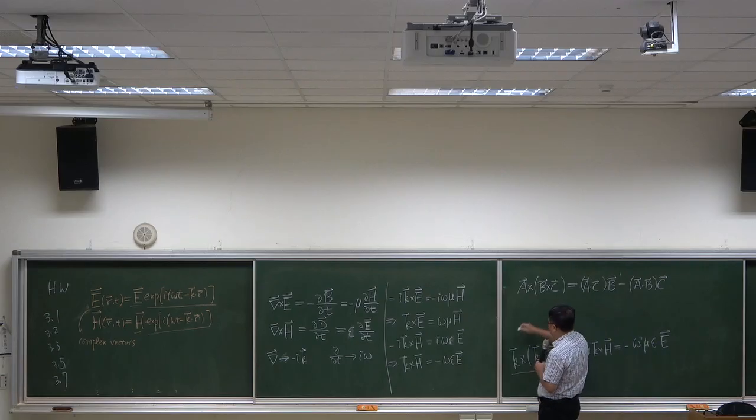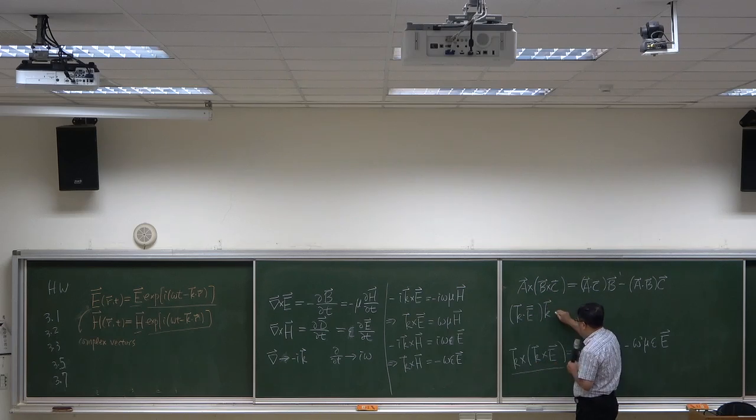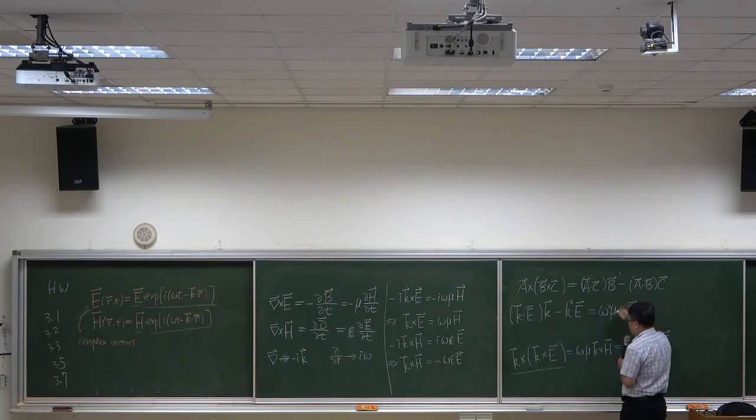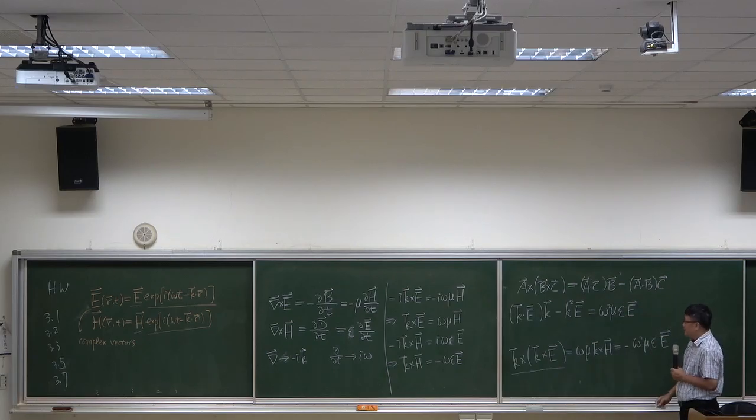So the left hand side gives us k dot E times k minus k dot k, which is k squared, times E, is equal to omega squared mu epsilon times E. Okay?